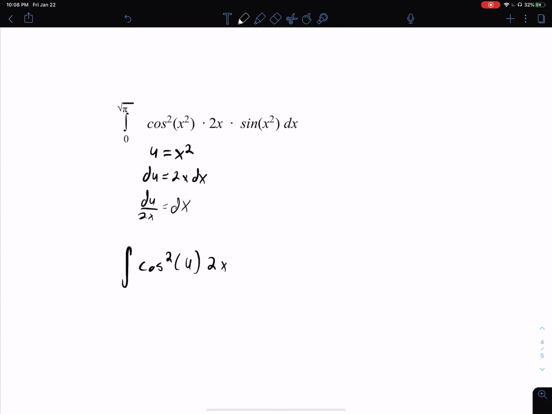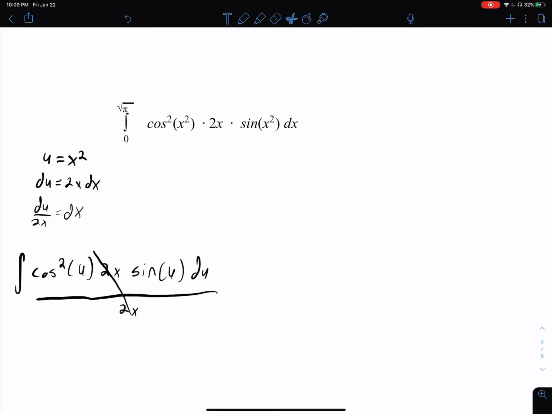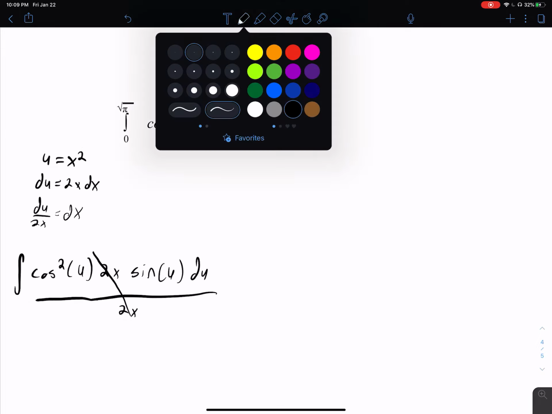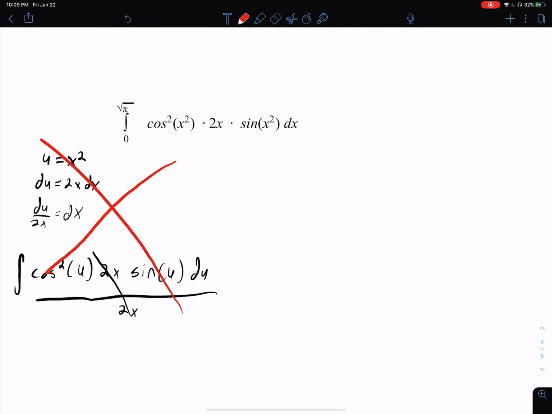I'll keep the 2x, even though it'll get canceled out in just a sec. Sine of u, and then du over 2x. Oh, so I should have done... I already see it's not going to do anything, because then when you have that, you can't integrate that. So we're going to restart, but I'm going to move this to the side. This is just part of U-step. When you do it, it might not be right the first time.